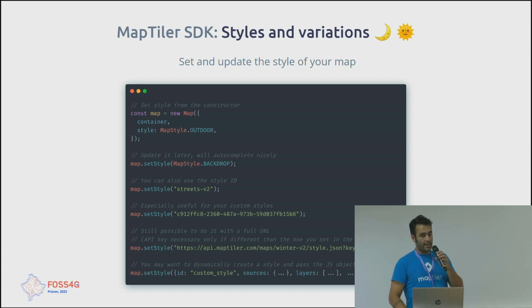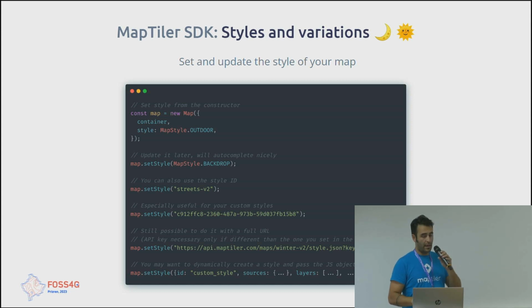So to create a map with a given style, you have many different options to do that. You can do that at constructor time. So when you initialize your map, you do map style equals map style outdoor, for example. But later on, you can always change the style of your map with the same shorthand, like backdrop, for example. You can use the ID as is if you want to use a specific version, like here, Street V2, which is the last version, but you may want to use V1 if you prefer for some reason.